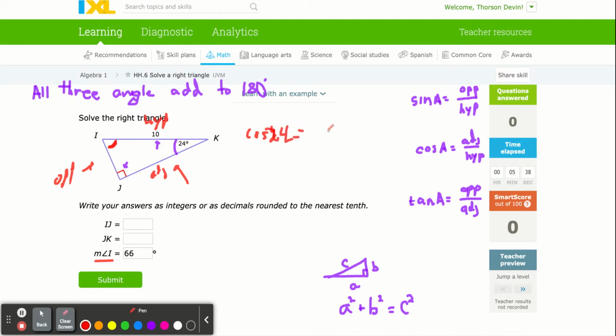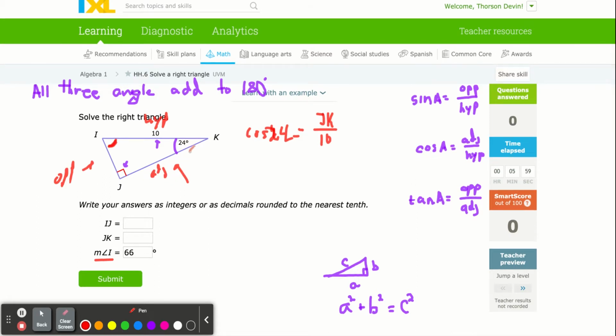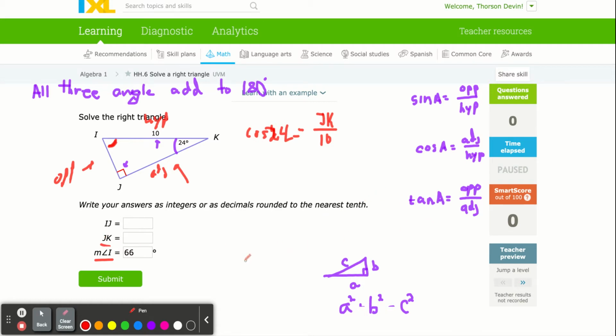So then I know that the cosine of 24 degrees is equal to the adjacent side, which I don't know, that side JK, divided by the hypotenuse. And we did this in the previous two lessons. So again, cosine of 24 degrees times 10, and I find out that this JK length here is 9.135, and it says round to the nearest tenth, or 9.1. So I type in 9.1.